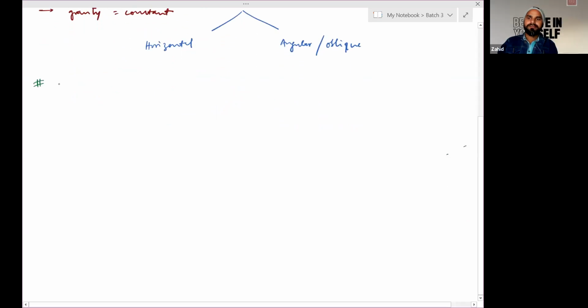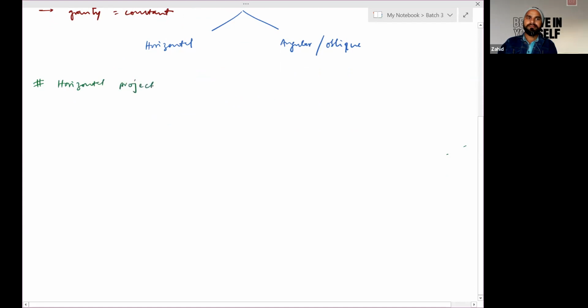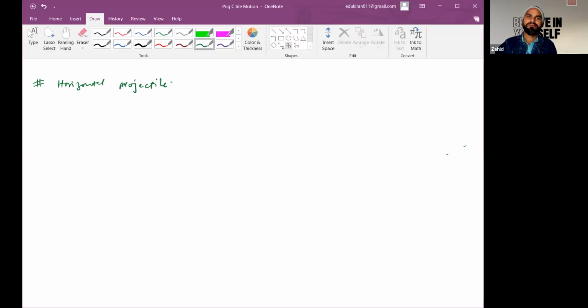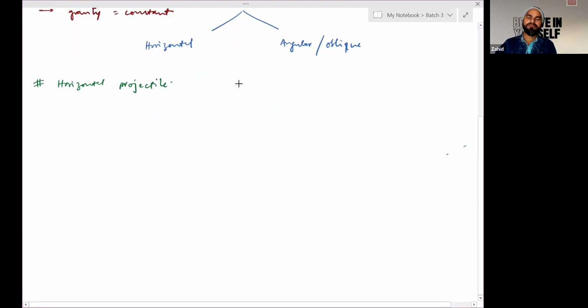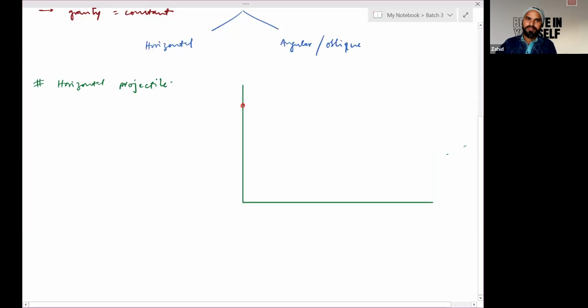Now, first is horizontal projectile. If a body is projected from this point horizontally at constant velocity u, it will move along this path to hit the ground at this point.